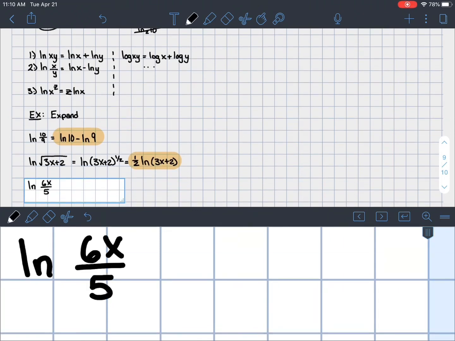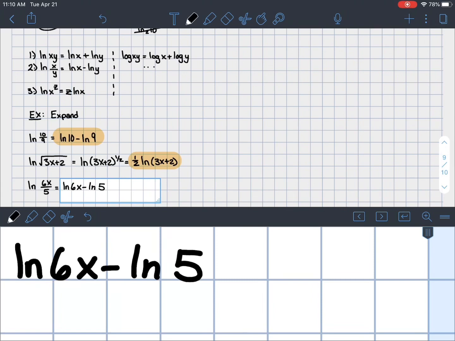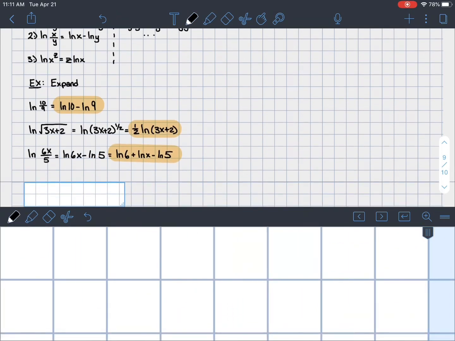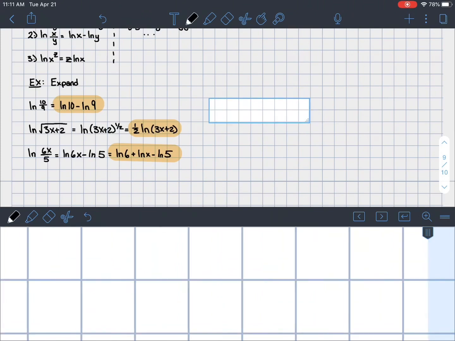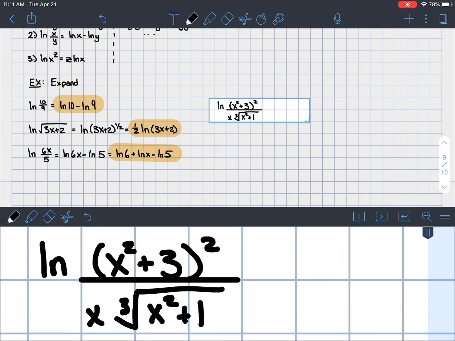In this example, we're going to see that we have 6x over 5, so that's going to expand by subtraction. But there's a further expansion because 6x is actually 6 times x, so that can expand one step further. We're now going to do a final challenge, and so this is going to be a quite large argument inside our natural log. And we're just going to pick it apart.